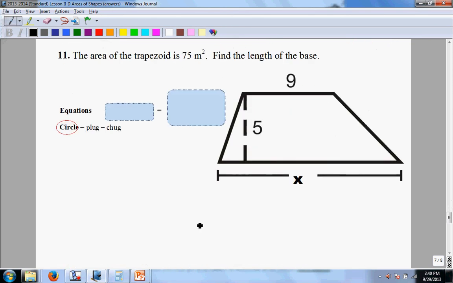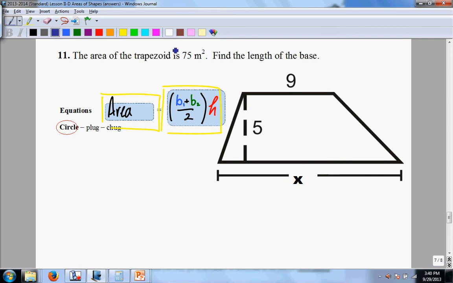It says the area of the trapezoid is 75 meters squared. Find the length of the base. So first we always write out the equation for a trapezoid. That's going to be area equals base 1 plus base 2 over 2. We average the bases times the height. Always write your equation out. That's very important. An equation always has two sides with an equal sign. Now we just circle, plug, chug.